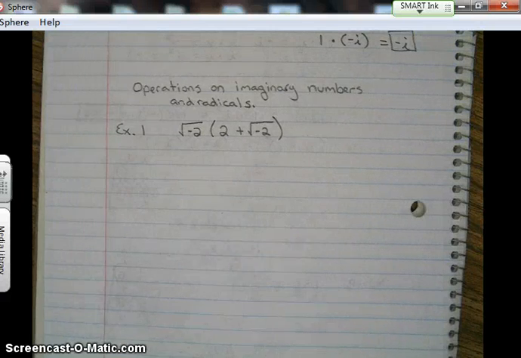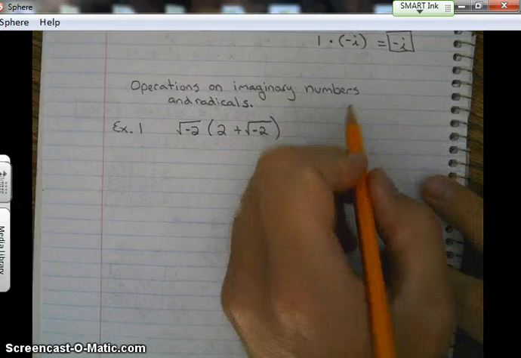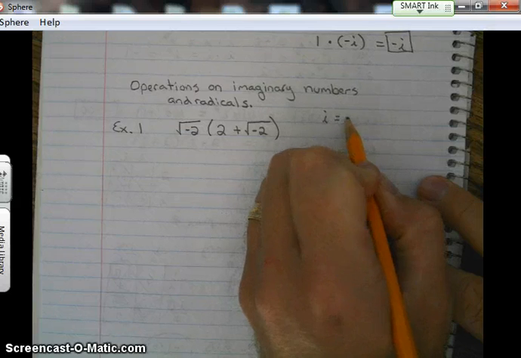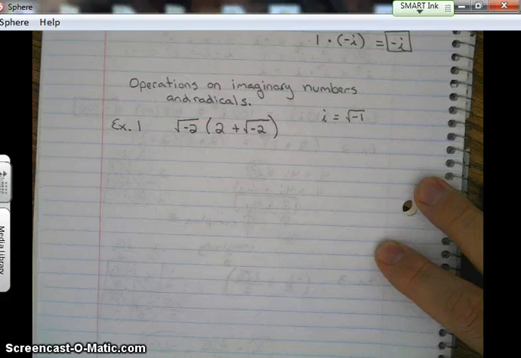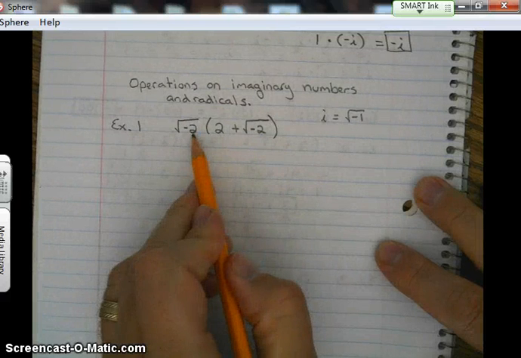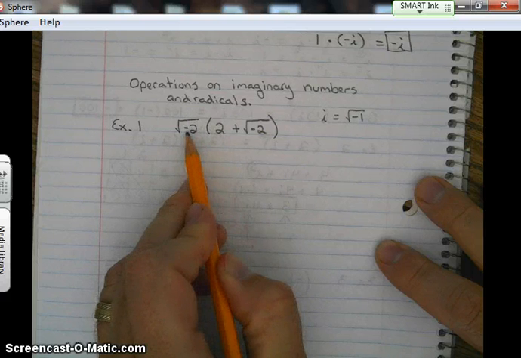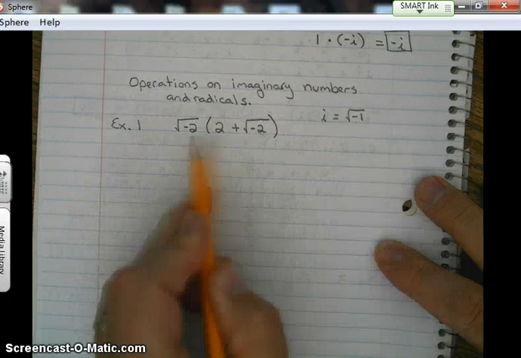Okay, so some more operations on imaginary numbers and radicals. The first thing I want to talk about is, remember how on the previous video notes I said that i is equal to the square root of -1? So what we want to do is pull the i out. When there is a negative underneath the radical, that means there's a square root of -1 inside the radical.